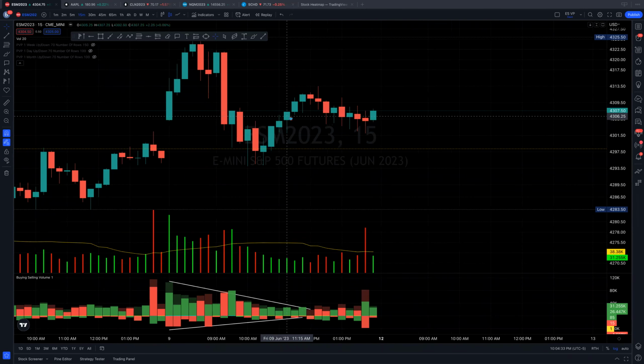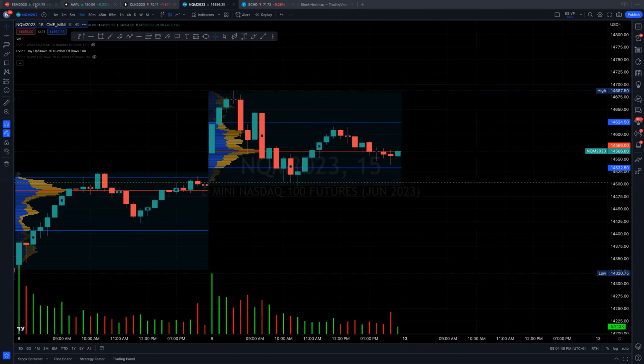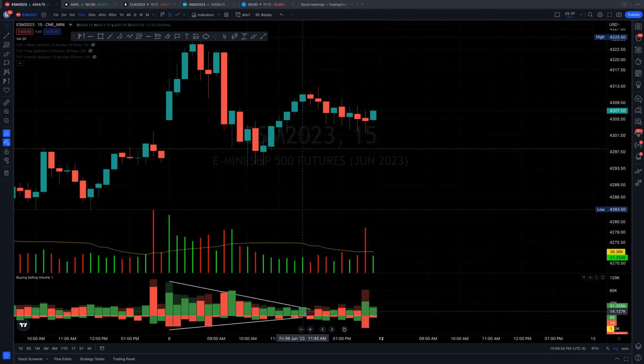NQ is approaching the area where it had the 15-minute setup, which was around here. This was the 15-minute setup around here, and this is where it started rejecting. And right when that happened, we had this not massive volume flip. So that's why I didn't like to take shorts here, because I didn't like the volume. I would have liked to see a lot more selling volume, at least more than this candle.